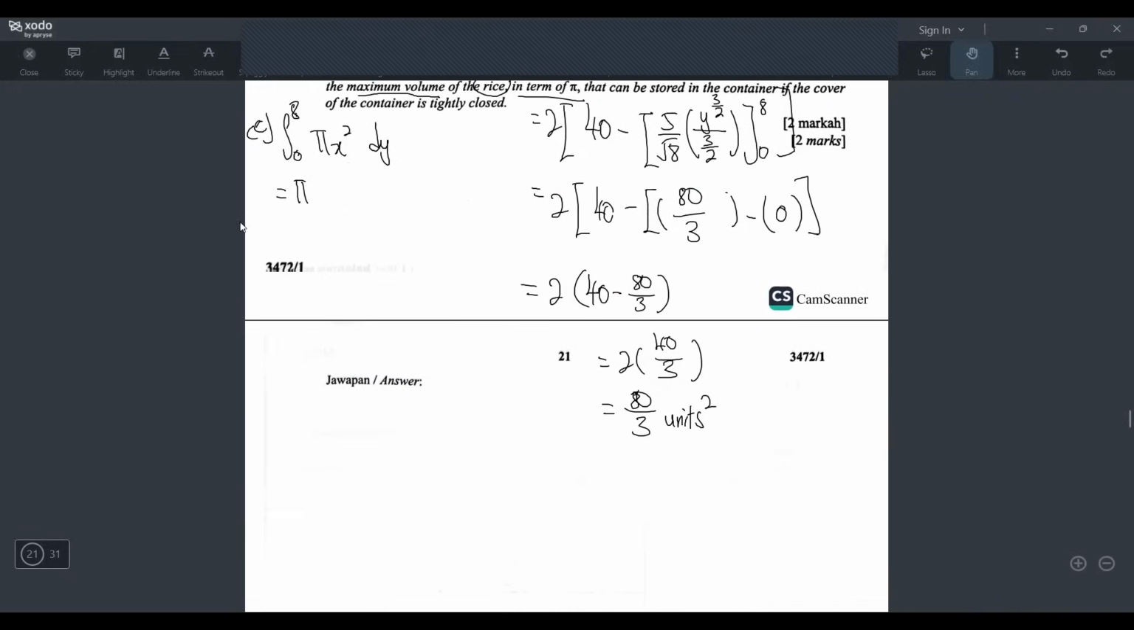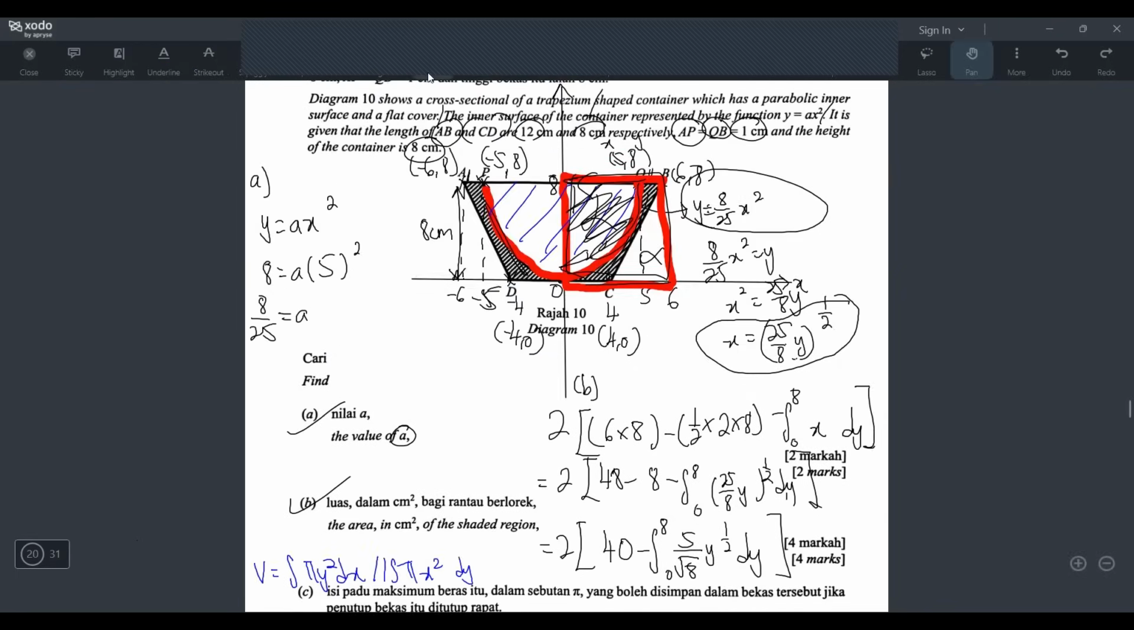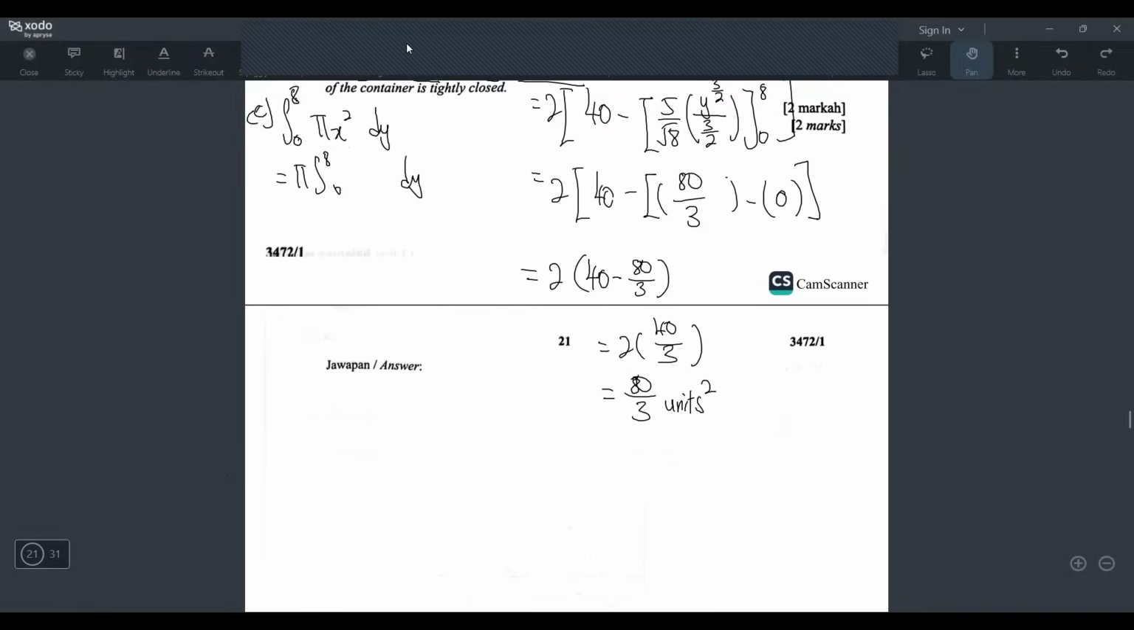But we need to take out the pi, and then here will be 0 to 8, and here is dy, and here we have to substitute x squared, so we have to go to the equation of the curve. We can refer here: x squared is equal to 25 over 8 y, right? So x squared is 25 over 8 y. You don't need to square again. If you square again, it's wrong, because this one is already x squared.